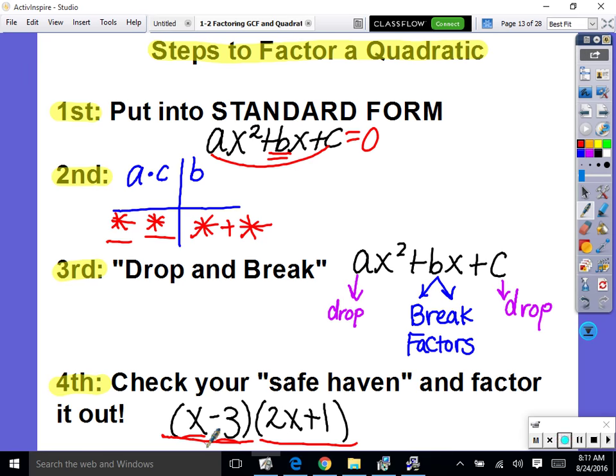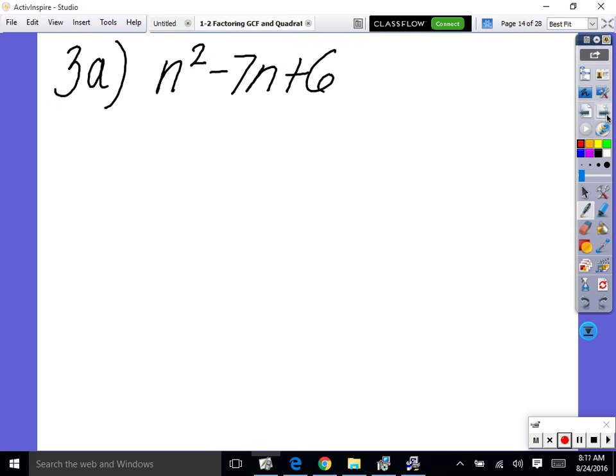Do you see how this has two terms, and this has two terms, and they're being multiplied? It's two binomials being multiplied. This is where you'll stop. You're done factoring. They're linear factors, meaning degree 1. So we'll factor it down to linear factors. Okay, questions? You probably have a million. You won't understand it until we practice it.